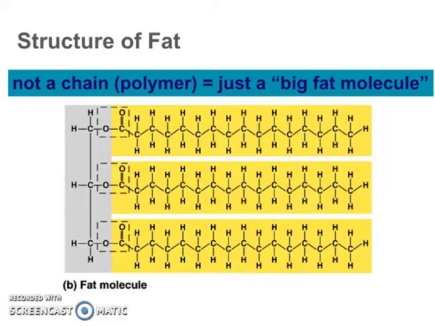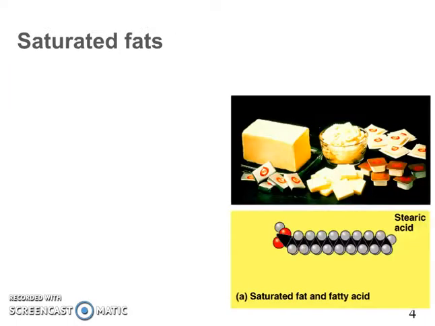Here we have a triglyceride, which is an example of a fat molecule. And you'll notice that these are not polymers. They're kind of the exception to that idea of monomer building polymer. They are made up of smaller units. So those long chains, those are fatty acids. And those come in two kind of varieties.